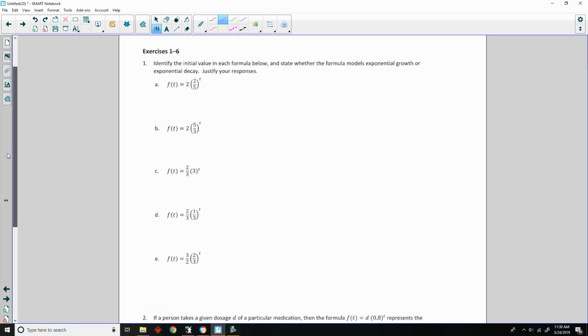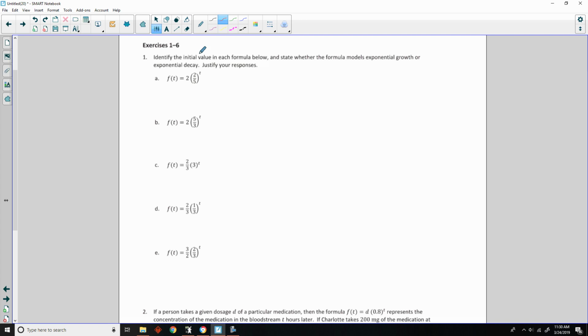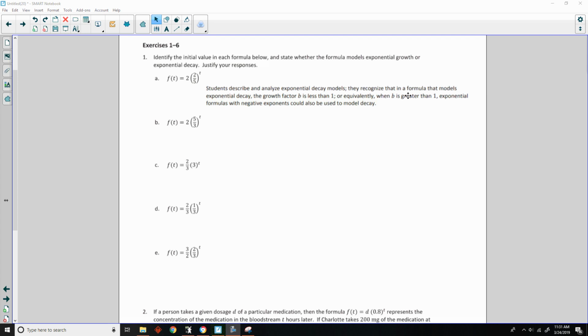Okay, so here are some exercises. It says to identify the initial value in each formula below and state whether the formula models exponential growth or exponential decay. Justify your responses. Before we begin, I want to reiterate this. Students, describe and analyze exponential decay models. This is what we're doing in this lesson.